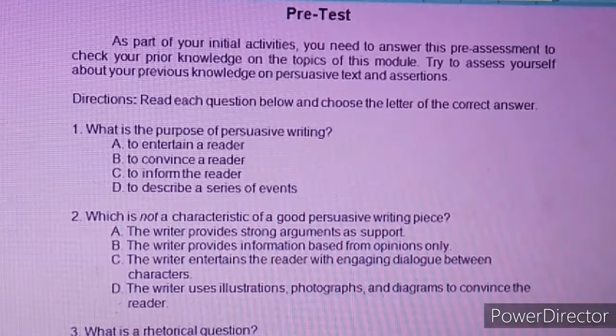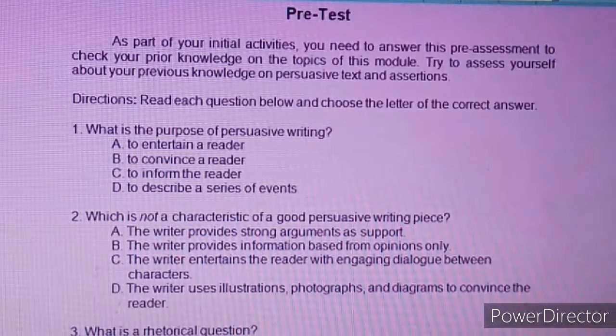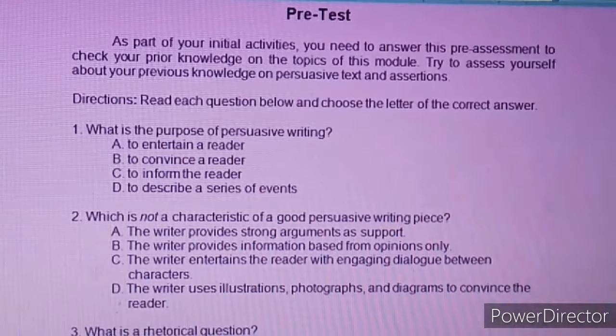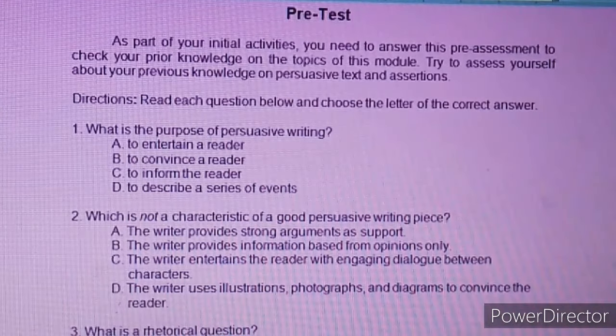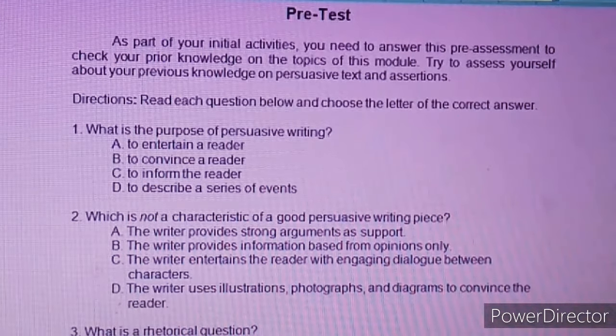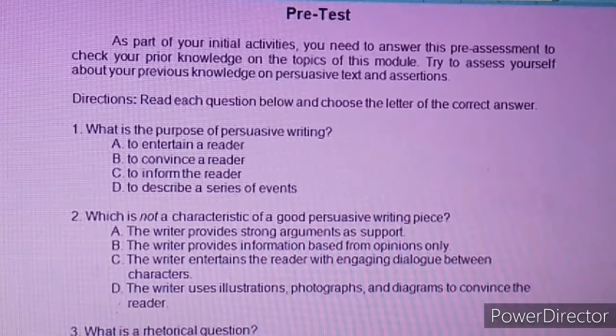What is a rhetorical question? A. A statement of fact. B. A question that is part of a quotation. C. A question requiring response from the audience. Or D. A question designed to make the audience think. The correct answer for number 3 is letter D. A question designed to make the audience think.